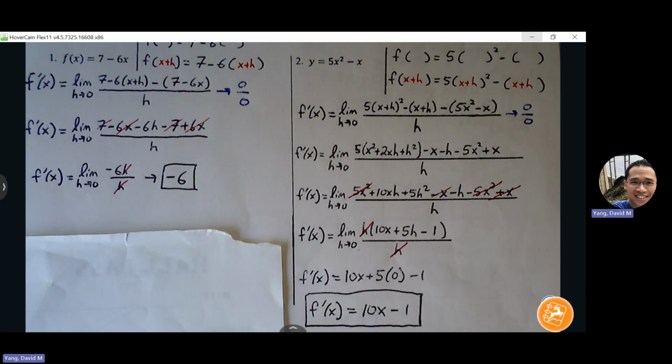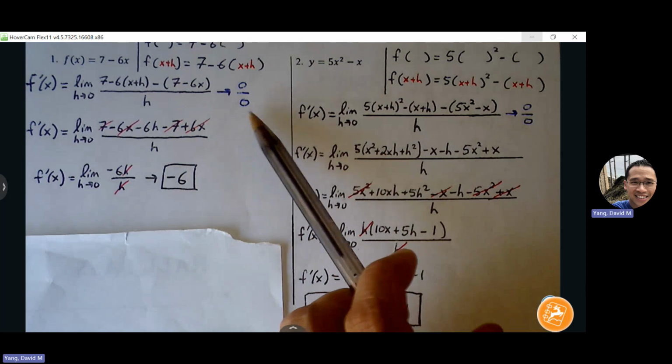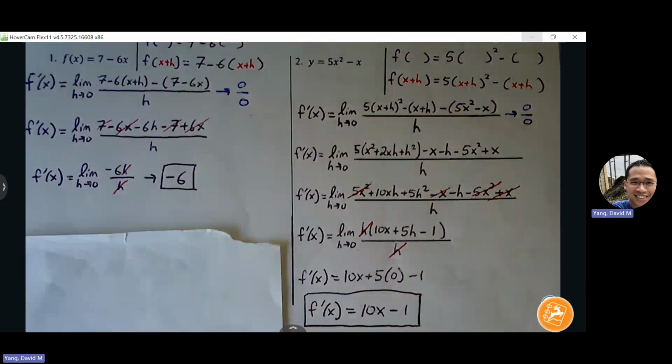If you cannot get an h to appear in the numerator or factor out of the numerator, we should be able to always get there, right? Especially if we're getting a 0 over 0. If we're getting a 0 over 0, we know there must be something between the numerator and denominator that matches, and it's always going to be the h because there's always an h in the denominator.